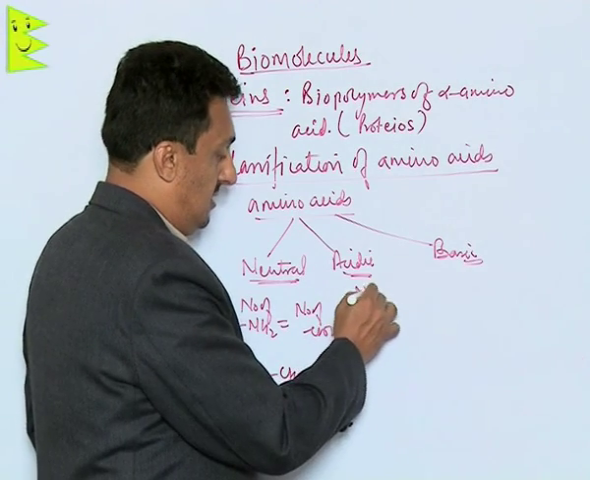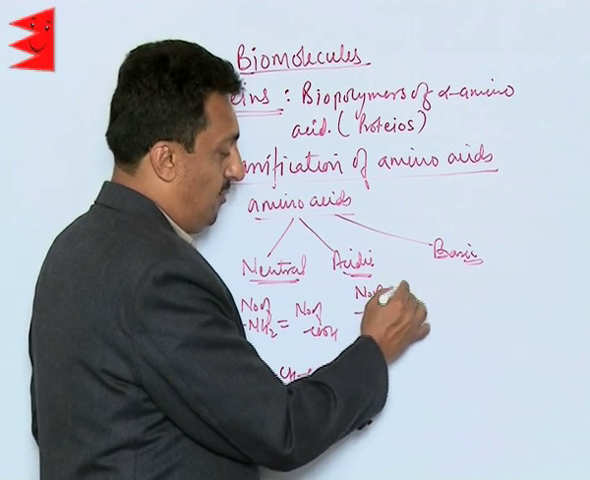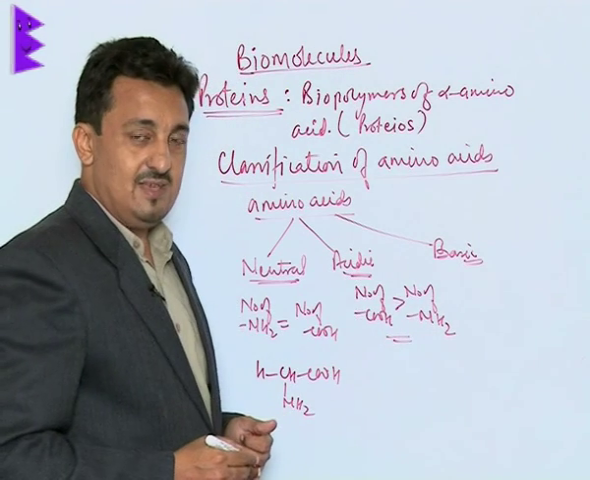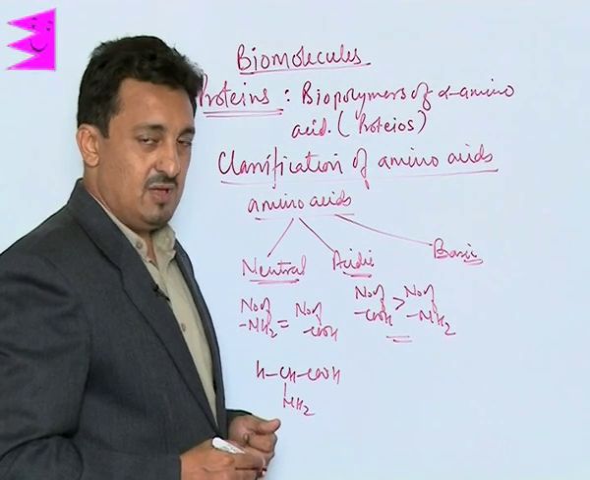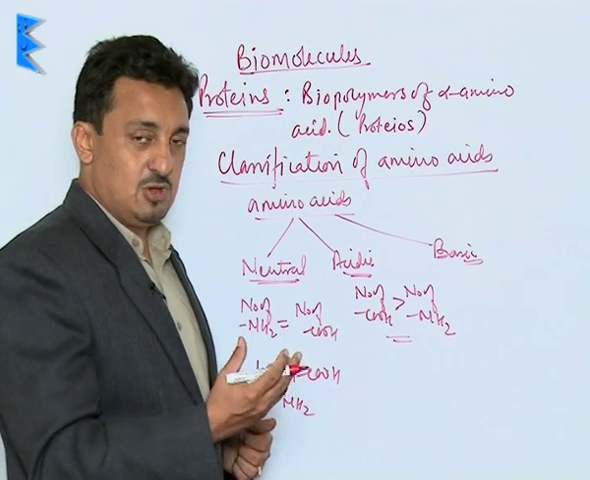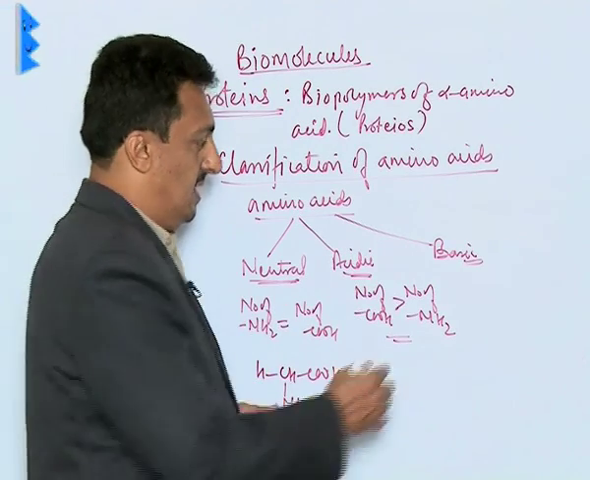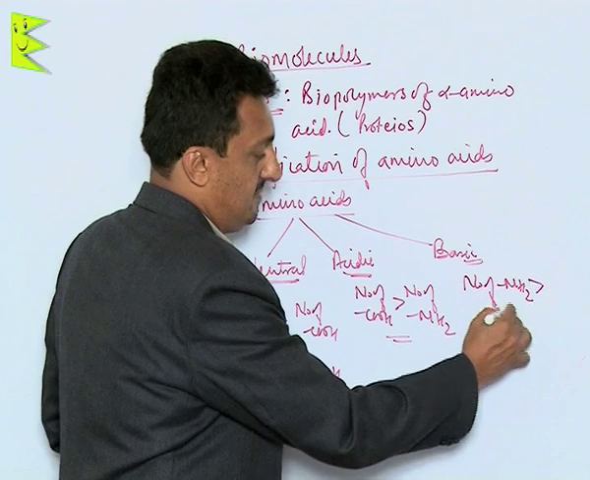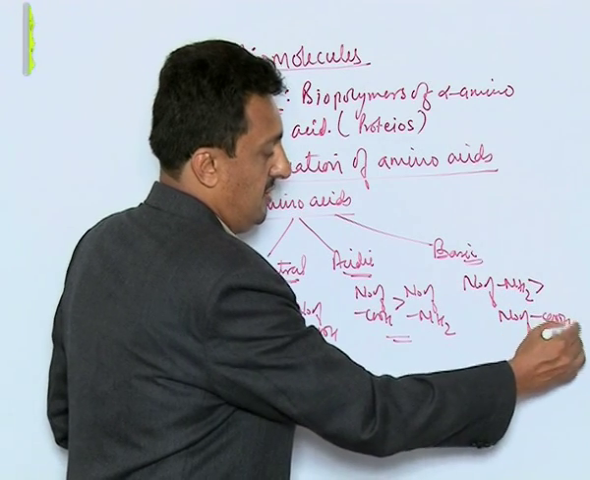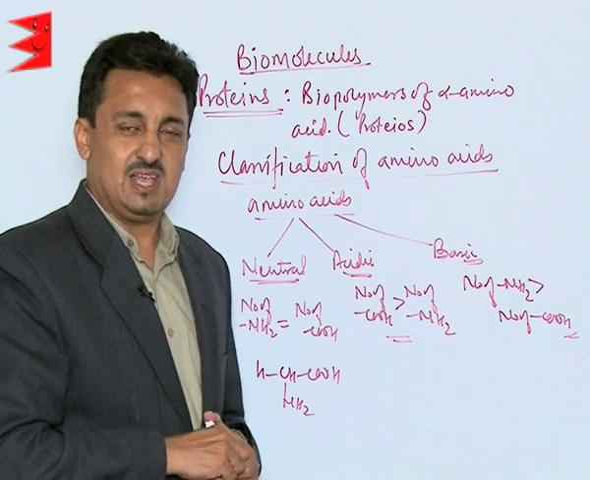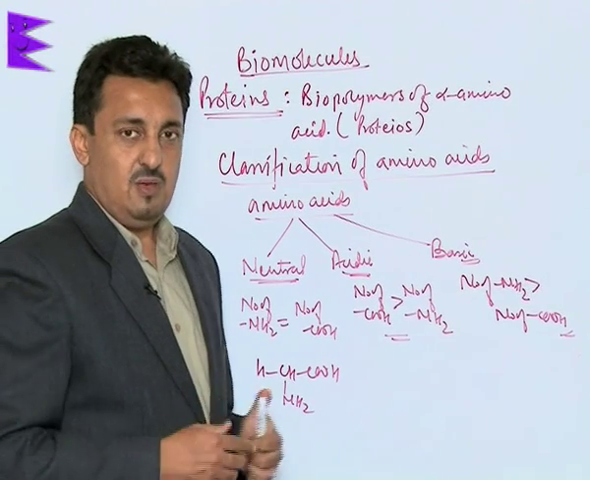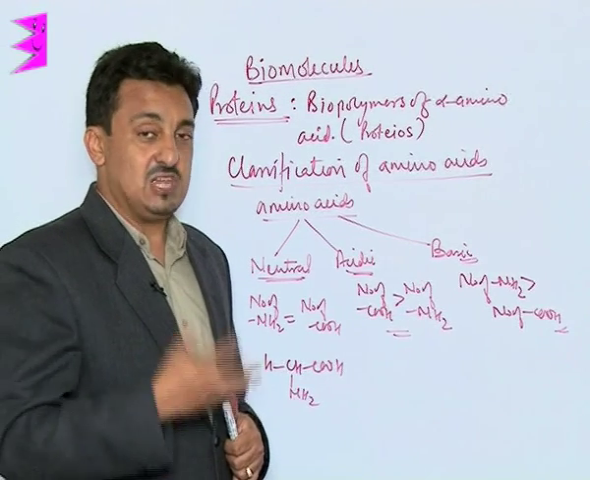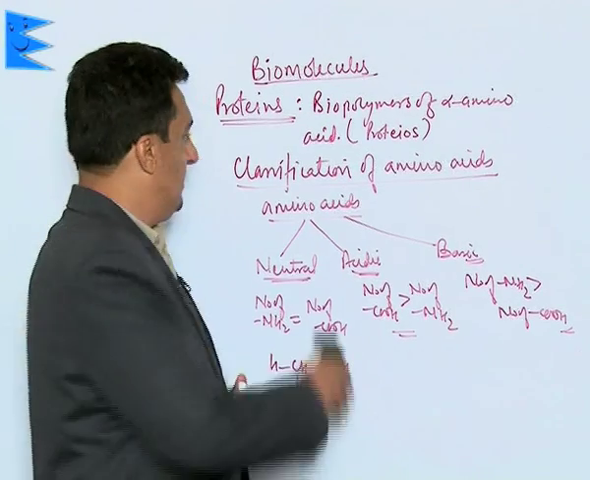When the number of carboxylic groups is more than the number of NH2 groups, we call it an acidic amino acid, because the more number of acid groups makes it acidic in nature. And when the number of NH2 groups is more than the number of acid groups, we call it a basic amino acid. So this is again one very important classification of amino acids, which decides their nature and the pH in which they survive. Then the properties.